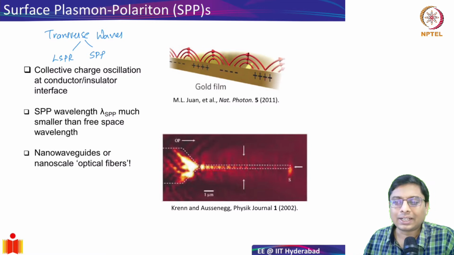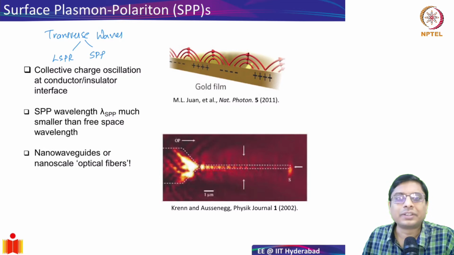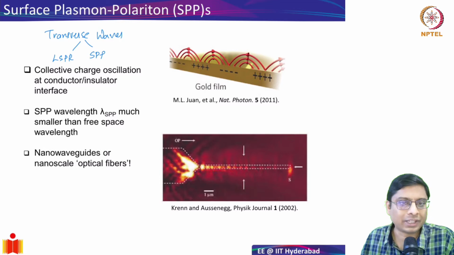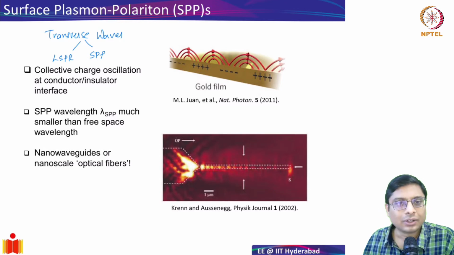This is useful because you can think of a waveguide. For example, you have a wire which carries an electrical signal, and then you have a waveguide which carries an optical signal. It turns out that using a surface plasmon polariton, you can create a waveguide for the plasmon. So for example, I have a waveguide which is going like this, and then I can excite a surface plasmon on this, and the surface plasmon will propagate on the waveguide.